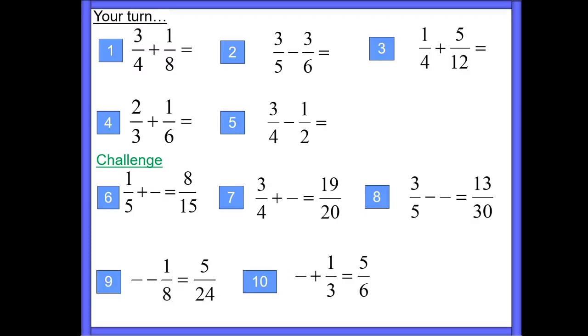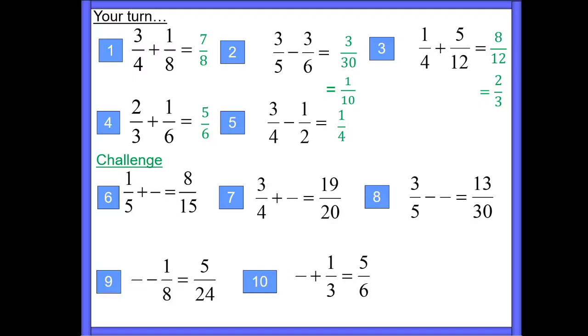Alright, let's have a look then at the solutions for these. So for number 1 then, we should have 7/8. For number 2, now you might have 3 out of 30, or if you've simplified that, you would have 1 out of 10. For number 3, you might have 8 out of 12, or again, if you've simplified that, you might have 2 out of 3. For number 4, you should have 5 out of 6, and for number 5, 1 out of 4, or quarter.